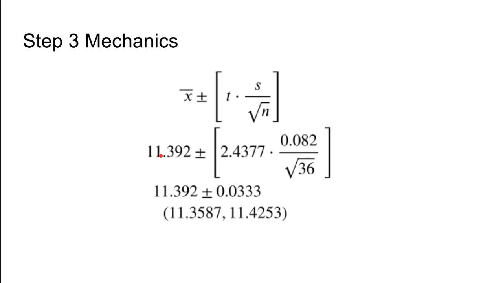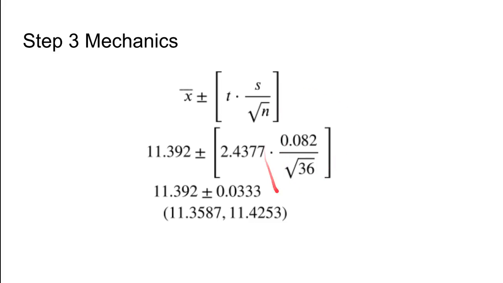I started with my formula, which had a mean of 11.392. That was my sample mean, my point estimate. I went up and I went down by my t star. Where the heck did I get 2.4377 from? Well, I went to invert t on my calculator. To be 98% confident, that puts 1% at the bottom tail, so I put in 0.01. And then I did have to put in 35 degrees of freedom because my sample size was 36. That's where I got 2.4377 from.